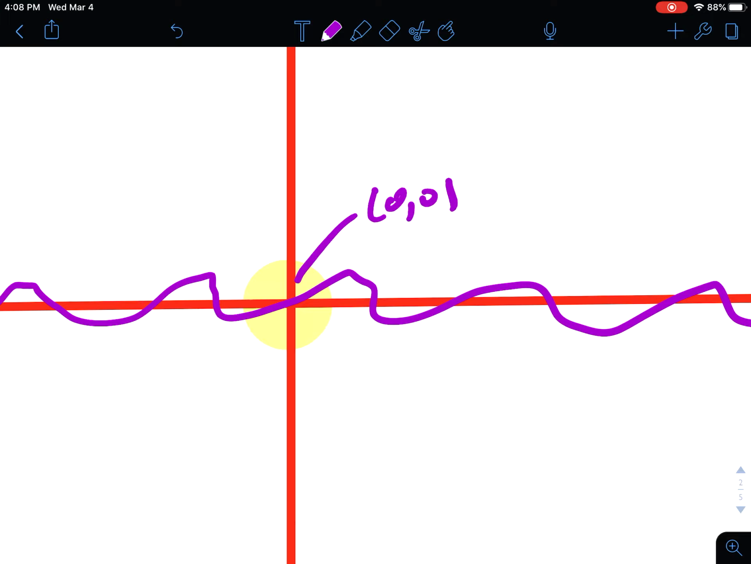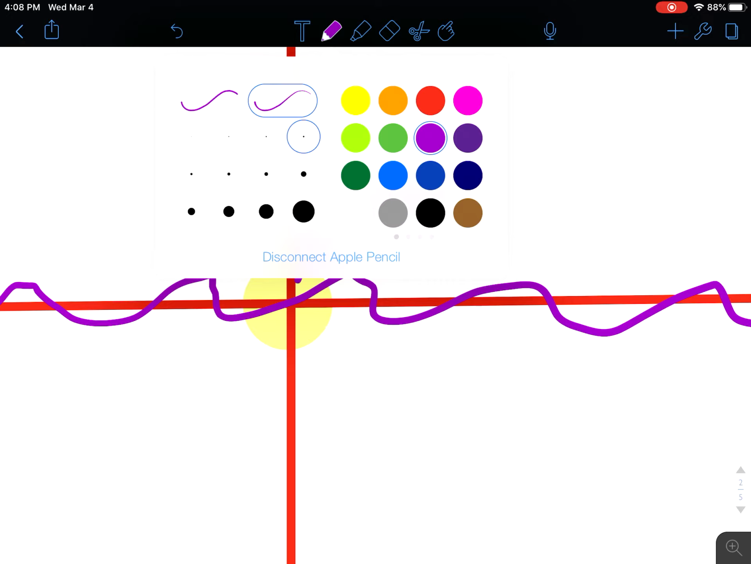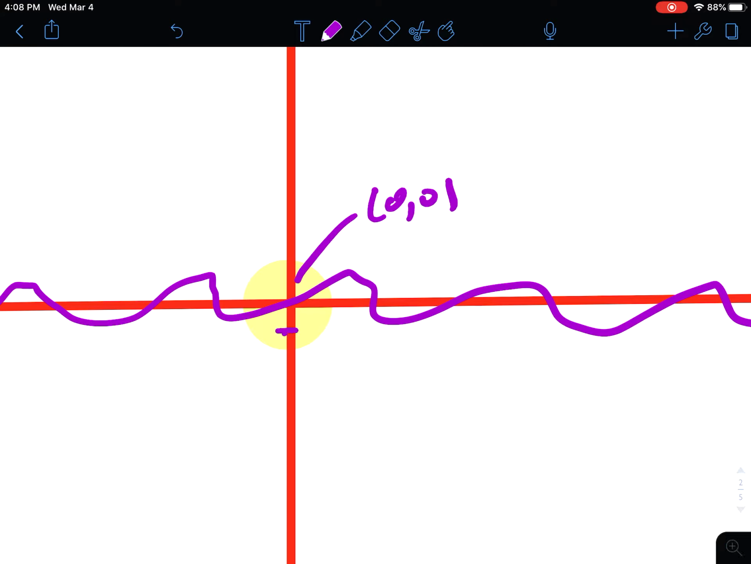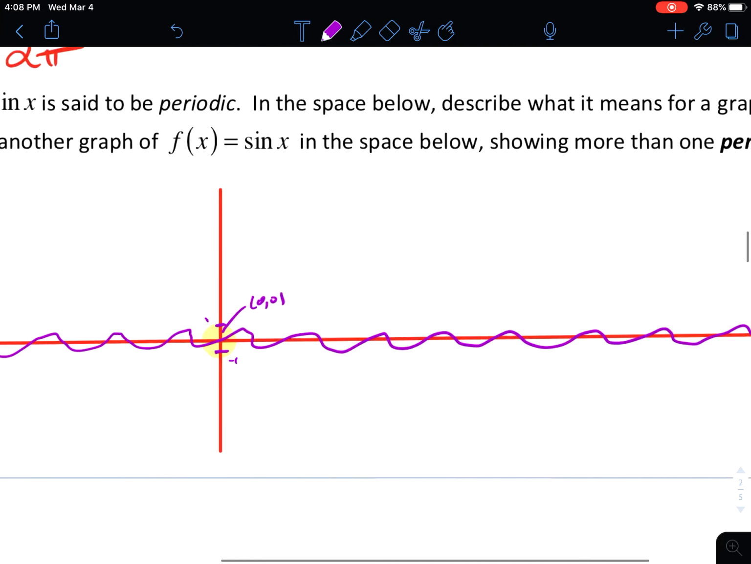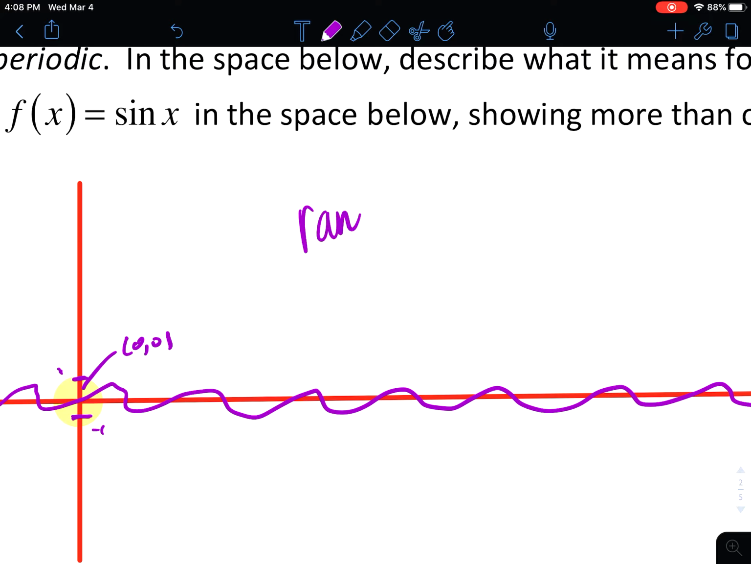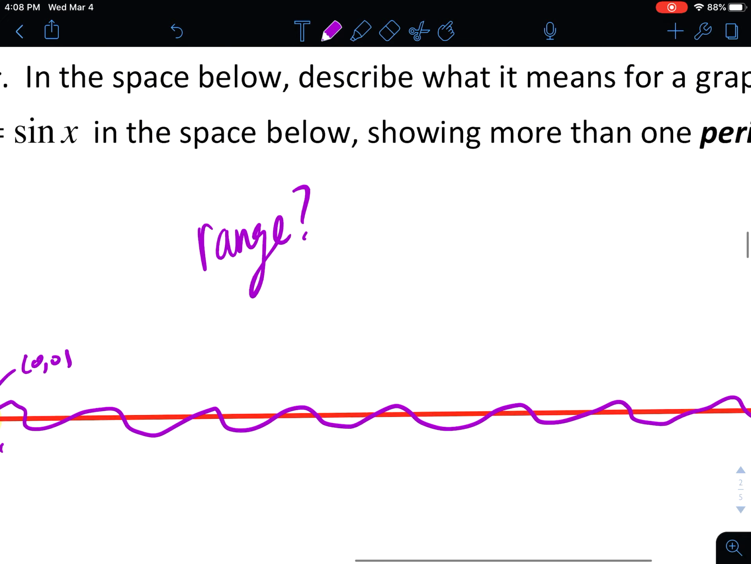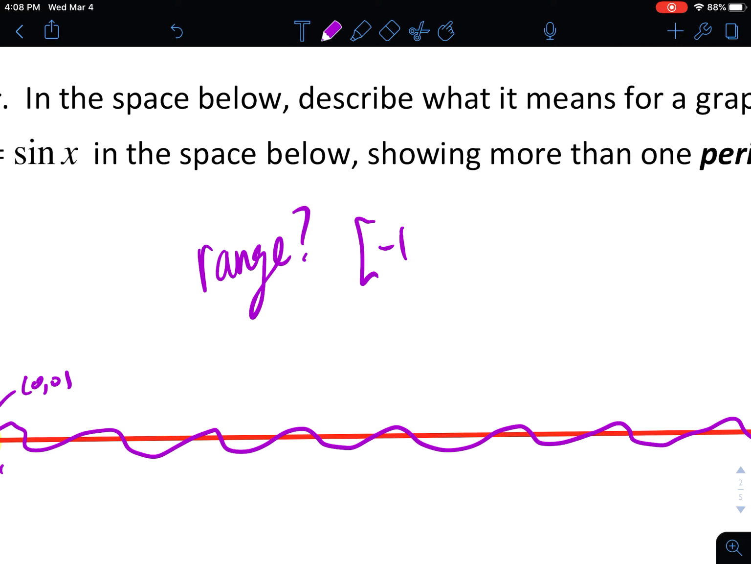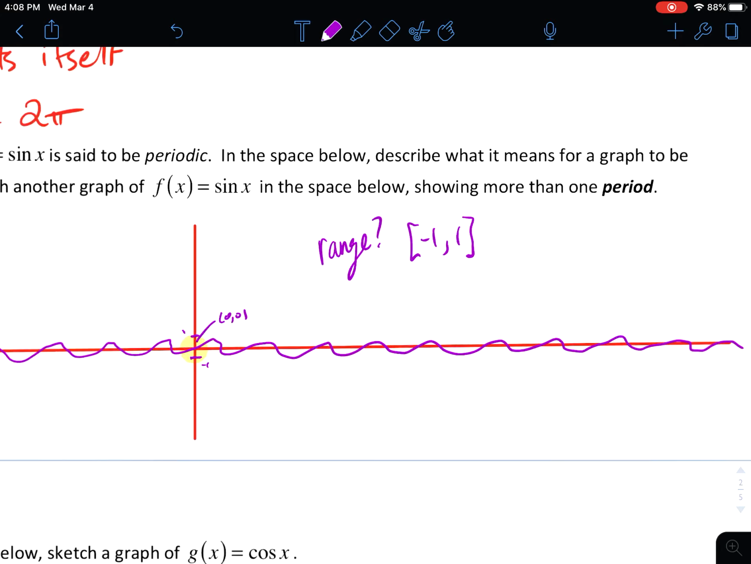And also, we should take note of how high the function goes. There is a limit on its range. It only goes up to a certain value and down to a certain value, and those values are -1 and 1. And so if we were describing the range of the function, what is the range of sine of x? Well, you'd be right to say that it's -1 to 1.